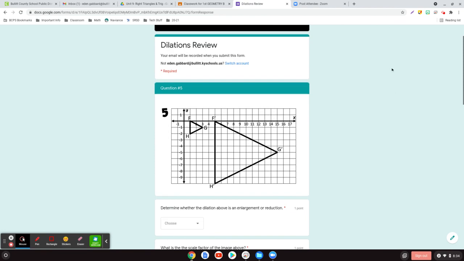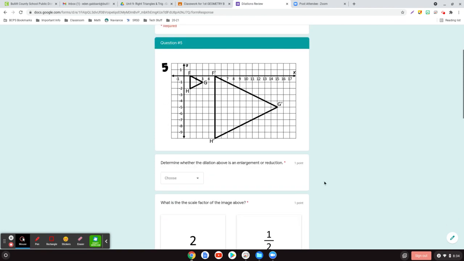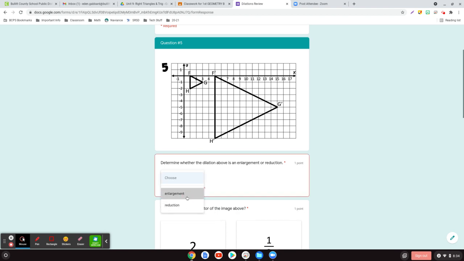All right, here's our last one. Maybe I won't get mixed up this time. Let's decide which one is our original, which one is our ending. Well, our small triangle right here, FGH, doesn't have any prime tick marks on it. So we know that this one is going to be our original. So if we're going from this small triangle to this large triangle, you got it. It's an enlargement.